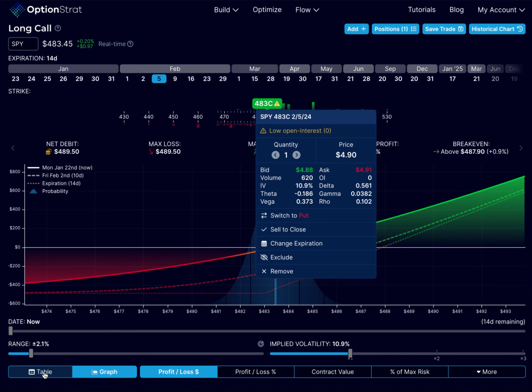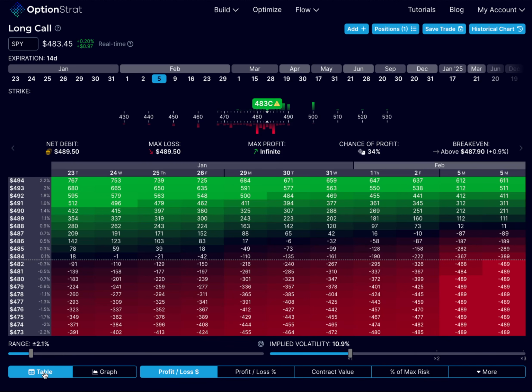Now there's a few different ways I can look at this trade. I'm going to start by looking in the table mode. We'll come back to the mode I was just in a moment ago. What's cool about table mode is right here is the at the money price, the 484, and we can see that I'm looking at this trade in a P&L mode. When I first start off on this trade, it's going to be essentially at a break-even point, and then over time you can see up here we've got the 23rd, the 24th, the 25th, the 26th, all the way out to my expiration date of February 5th in this case.